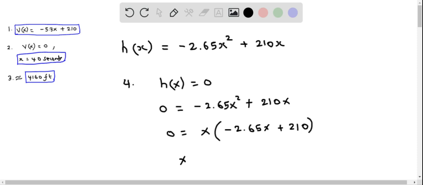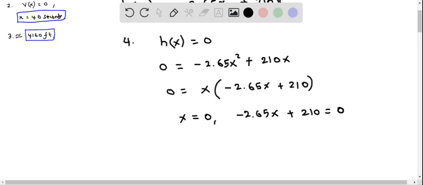So solving this, we get two solutions for x, that is x equal to 0 or negative 2.65x plus 210 equal to 0. So solving this, we get x equals 210 divided by 2.65. Let's plug it into the calculator. I get 79.24. This is approximately 79.24, or we say that approximately 79 seconds.